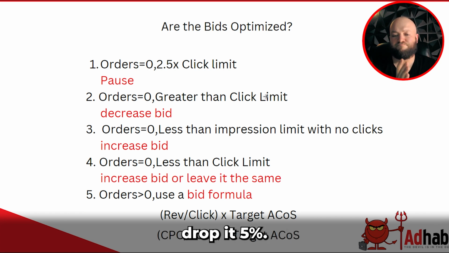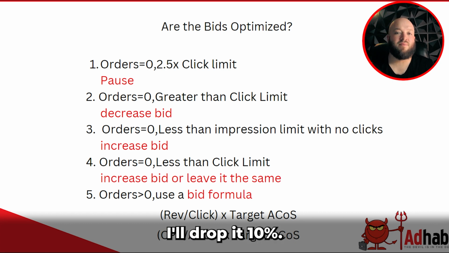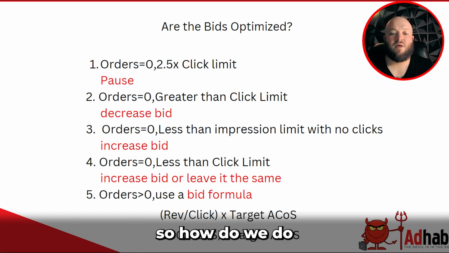Maybe I'll drop it 5%, or if it's from, say, 15 to 20, maybe I'll drop it 10%. If it's 20 to 25, maybe I'm going to drop it 20%. So depending on how many clicks I have, I'm going to adjust my bid differently, and depending on my overall strategy. But that's just a generic way to do it. It also depends on how much spend I may have had on that keyword. All right. So how do we do that?